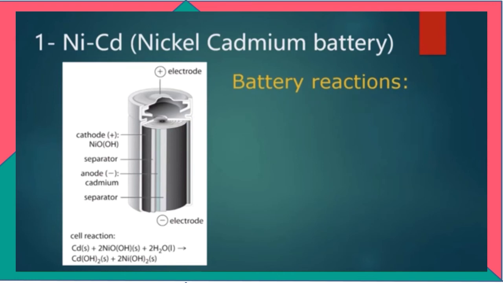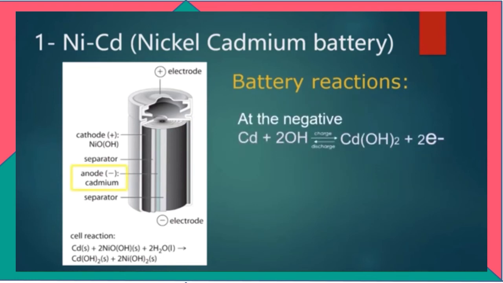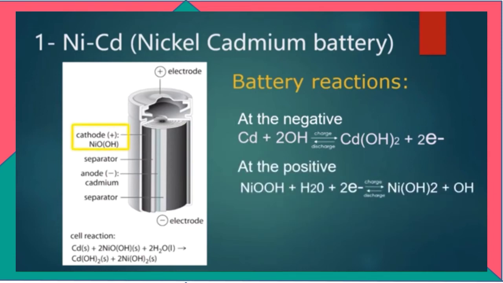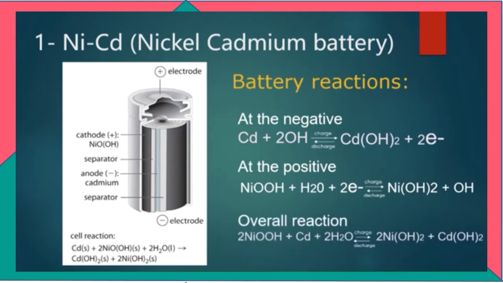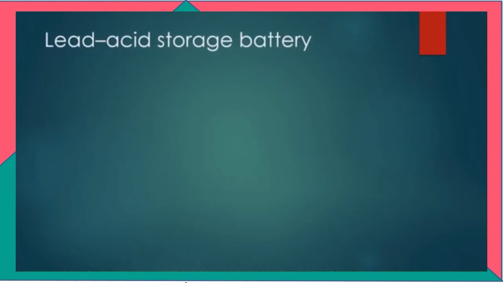can be recharged rapidly. At the anode, cadmium loses 2 electrons and combines with hydroxide ions to form cadmium hydroxide plus 2 electrons. At the cathode, hydrated nickel oxide is reduced and reacts with water to form nickel hydroxide and hydroxide ions. We are moving into our second example, which is the lead storage battery.